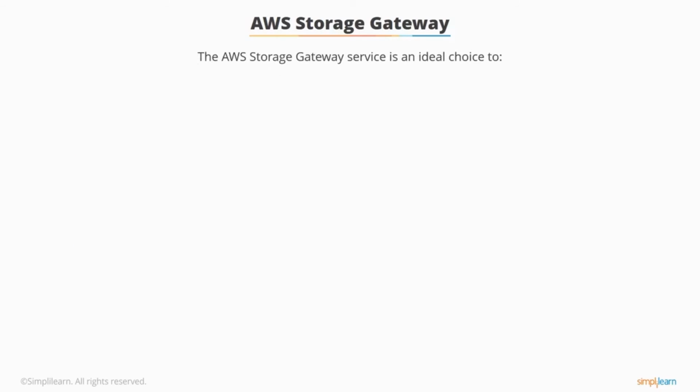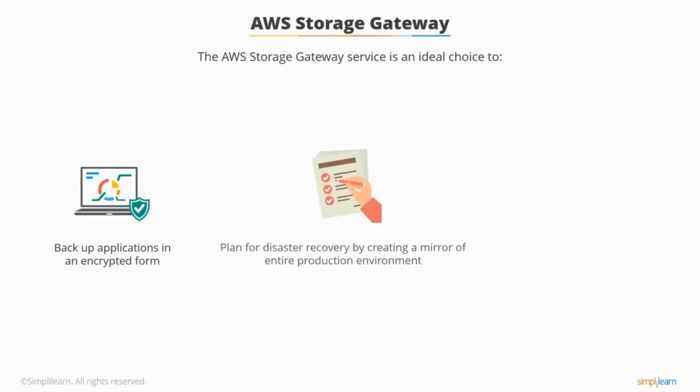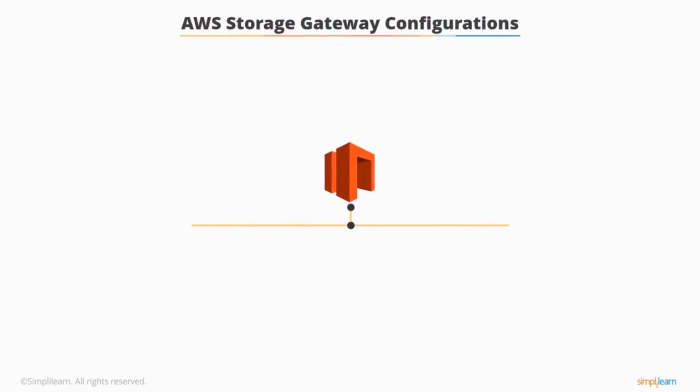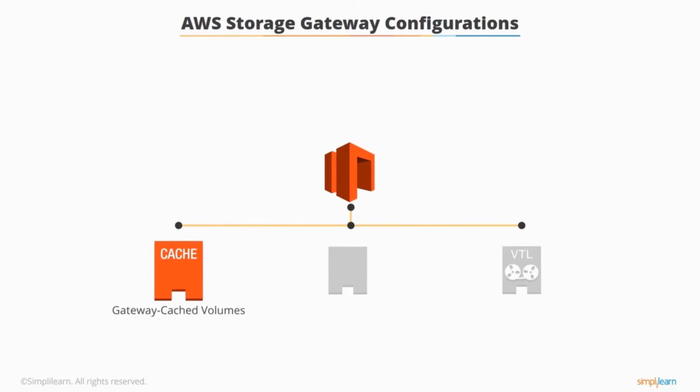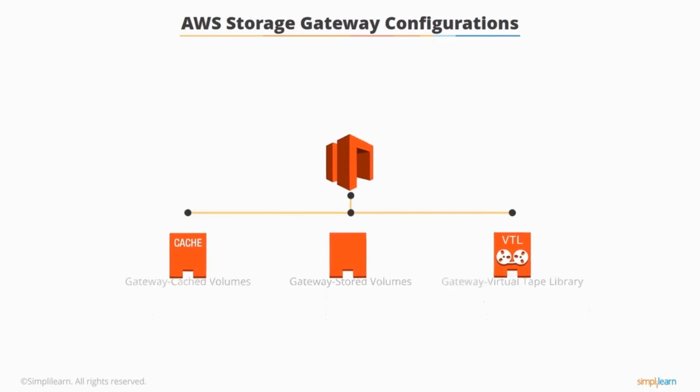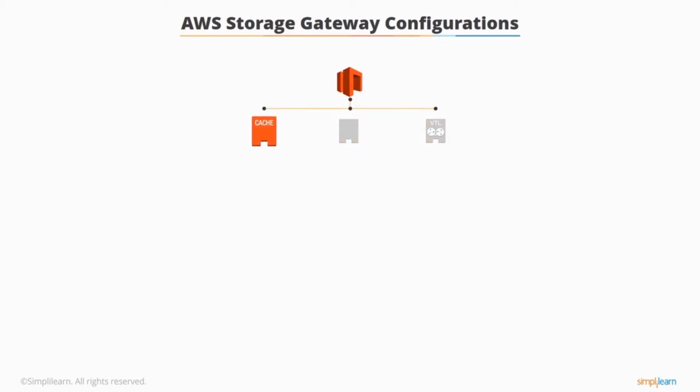The AWS Storage Gateway service is an ideal choice to back up applications in an encrypted form, plan for disaster recovery by creating a mirror of your entire production environment, and file sharing within the corporate environment. There are 3 configurations that AWS Storage Gateway supports: Gateway Cached Volumes, Gateway Stored Volumes, and Gateway Virtual Tape Library. Let's see all of them in detail, starting with Gateway Cached Volumes.